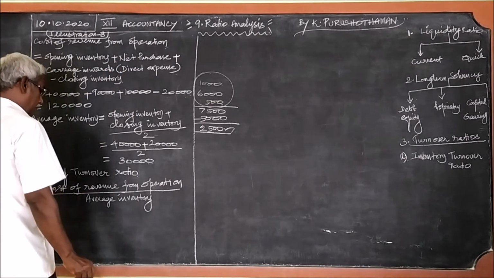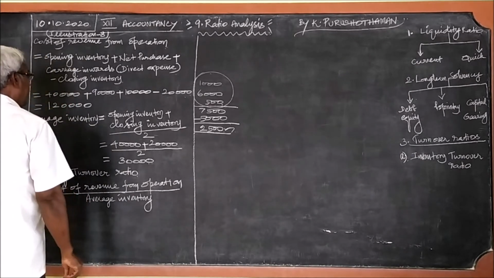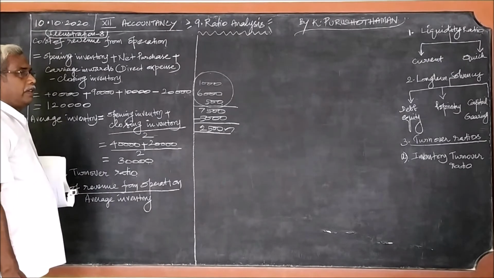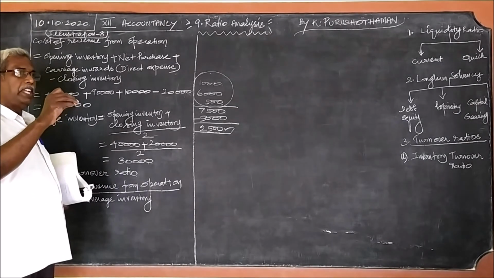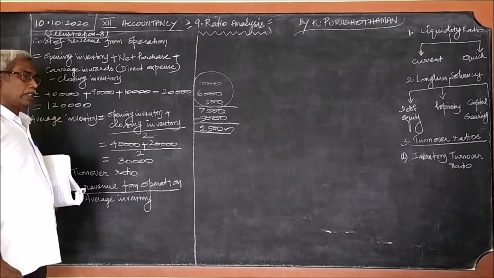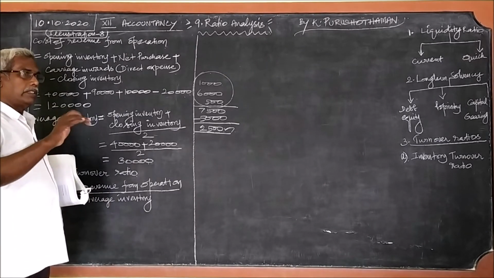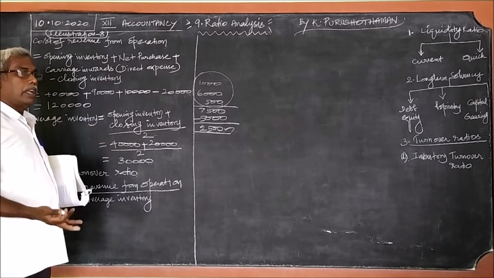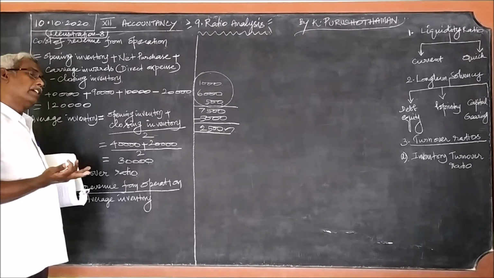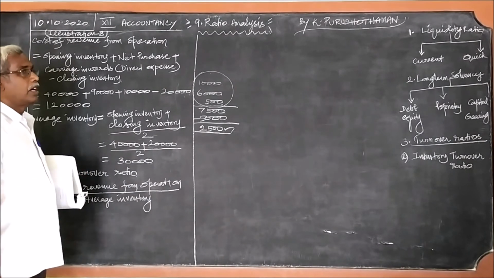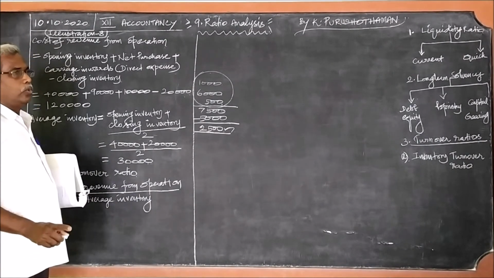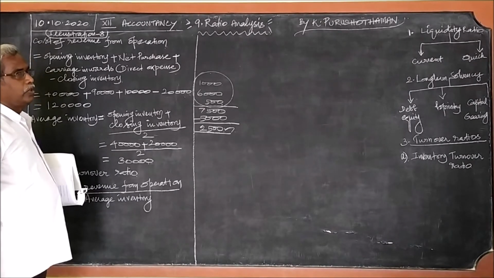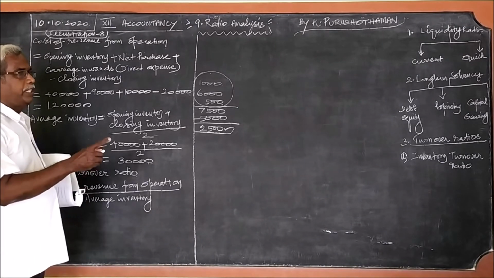That is 2,500. So average, you should remember, whenever we find the average, when there are 2 items, add the 2 items and divide it by 2. When there are 3 items, add the 3 items and divide it by 3. When there are 4 items, add the 4 items and divide it by 4. That is the average. And when there is only 1 item, no question of finding average, the same amount. Or else you can use the same formula, that 1 item divided by 1.